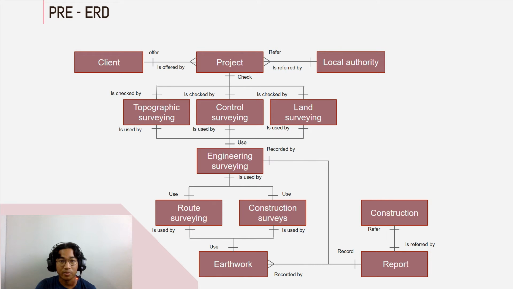Then I will explain briefly about our pre-ERD. As you can see, we have 12 entities, which are client, project, local authorities, topographic surveying, control surveying, land surveying, engineering surveying, road surveying, construction surveys, earthwork, report, and finally construction. This pre-ERD also contains relationships, which will be further explained by RUHAIZAD.